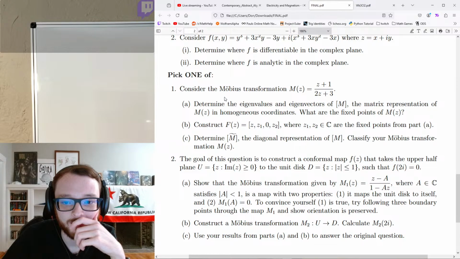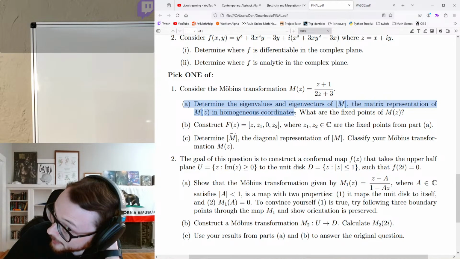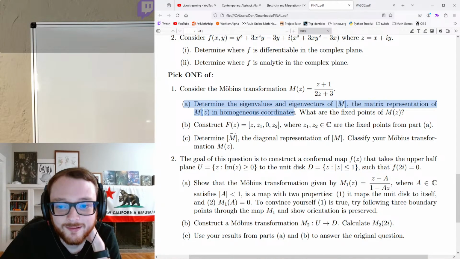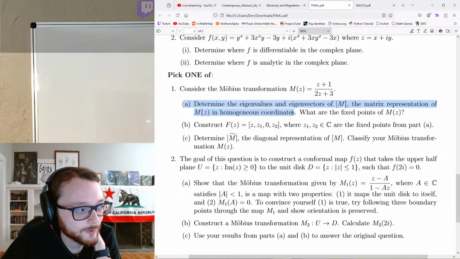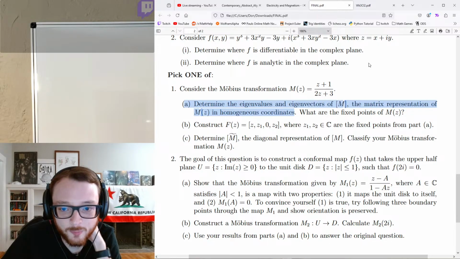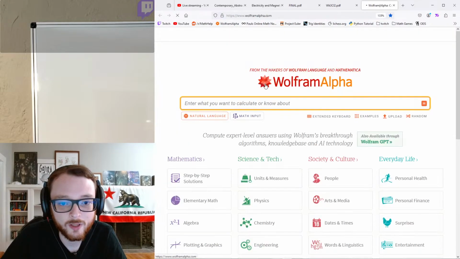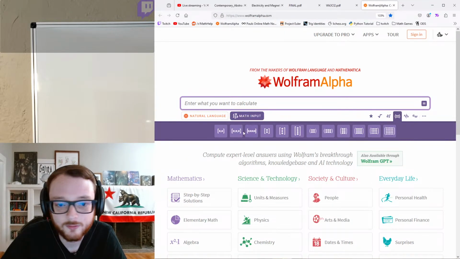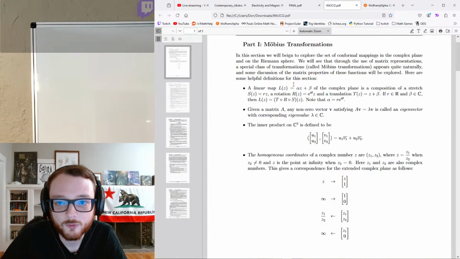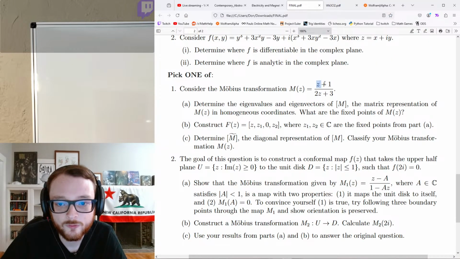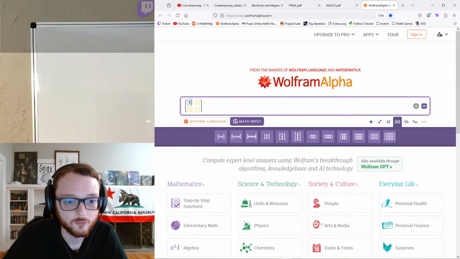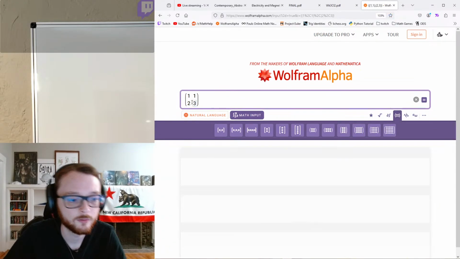So wait, I think, okay, yeah, I remember I did do part A on Tuesday, or this much of part A. The eigenvalues and eigenvectors were kind of annoying because it was some rational number plus an irrational number. I'm just gonna use Wolfram to get them again because I'm too lazy to do it by hand. So what you do is you can take the coefficients of these and put them into a matrix. So 1, 1, 2, 3. 1, 1, 2, 3.